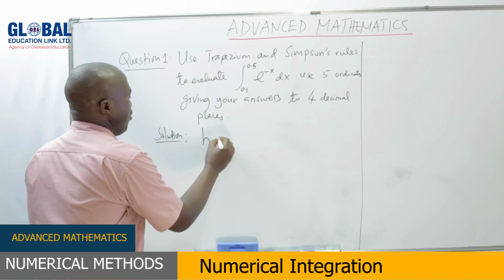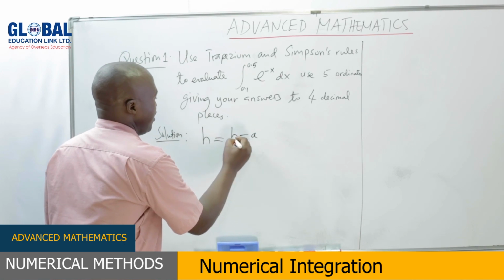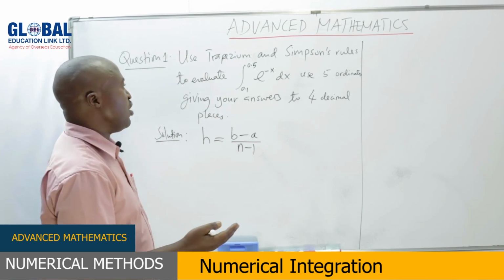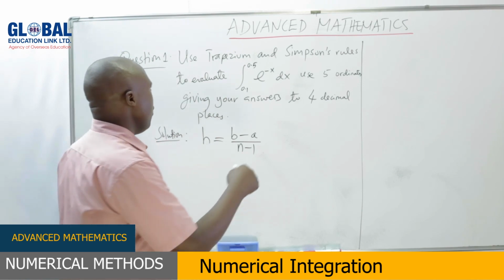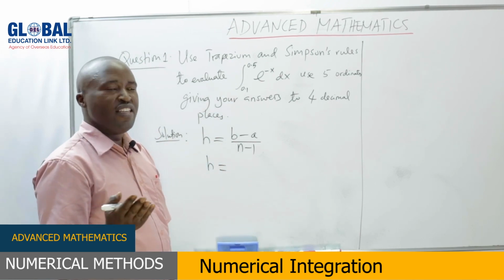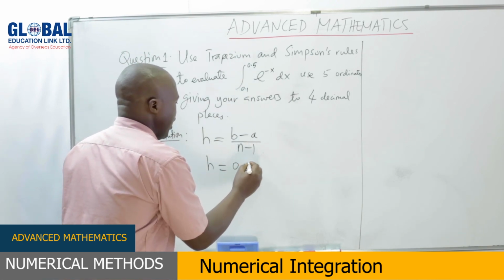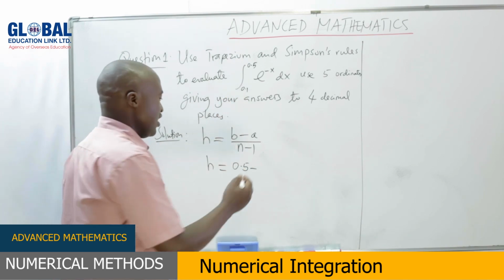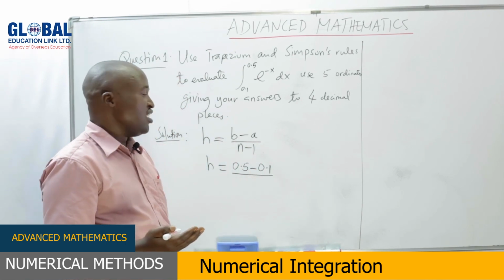So we have to find the value of h. Remember, h is equal to b minus a over n minus 1. Why n minus 1? Because we have been given the number of ordinates, that is 5 ordinates. So h is equal to b, our upper limit, that is 0.5. So here we have 0.5 minus a, the lower limit, that is 0.1, over n minus 1.